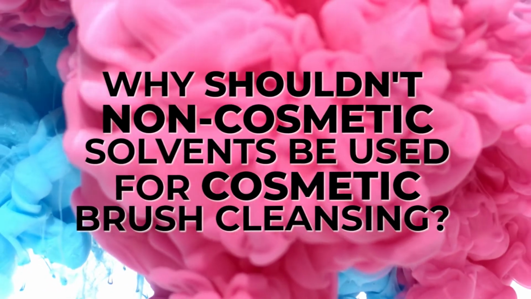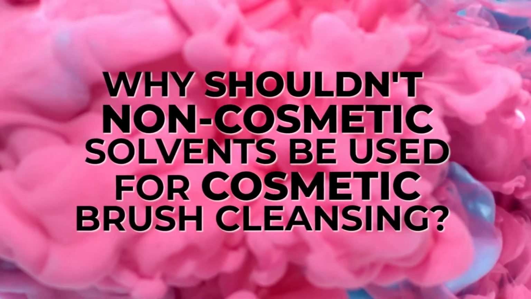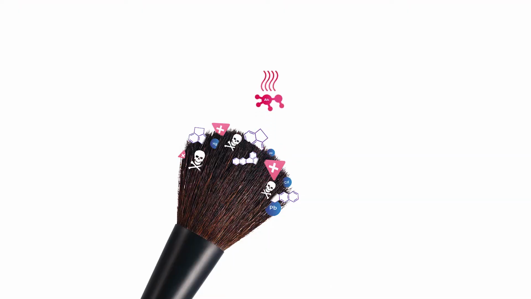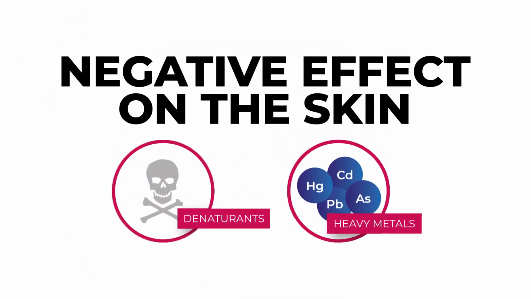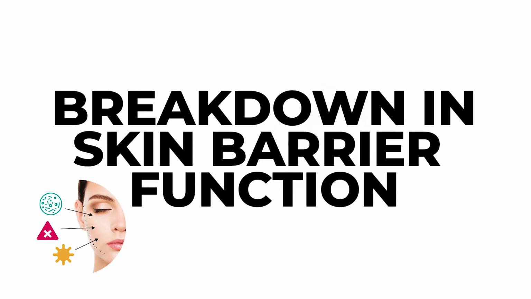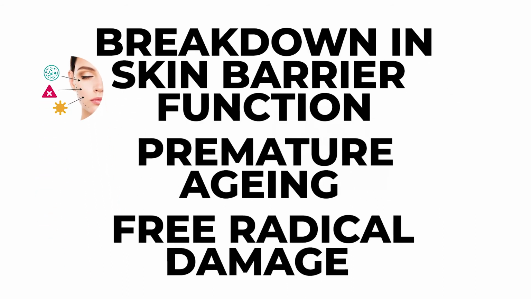So why shouldn't non-cosmetic solvents be used for cosmetic brush cleansing? When used to clean makeup brushes, the alcohol in the solvent evaporates, but leaves behind traces of the toxic elements, which are then transferred onto the skin. Research shows denaturants and heavy metals can have a negative effect on the skin, causing a breakdown in skin barrier function, premature aging, and free radical damage.